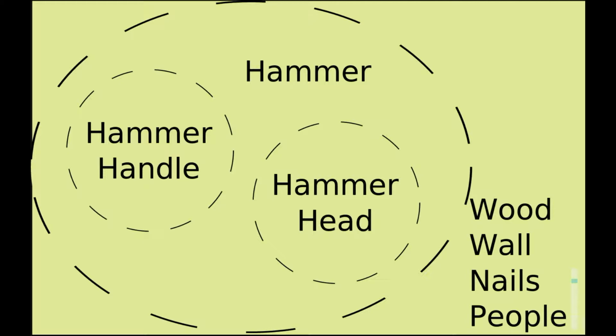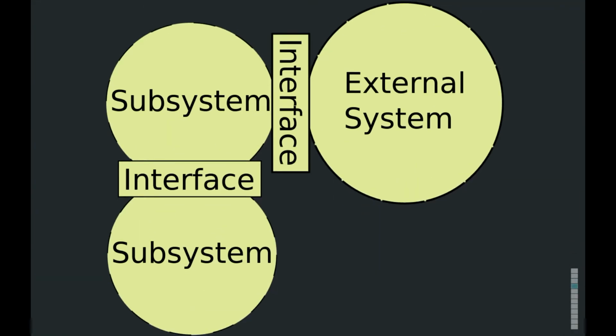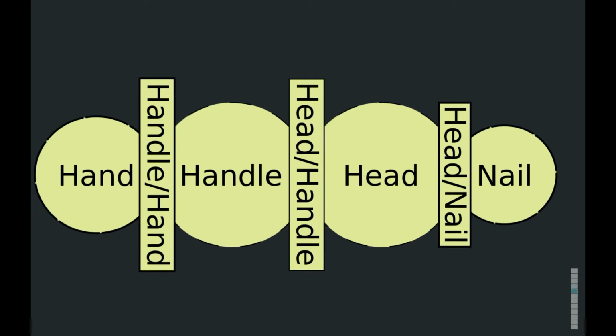Subsystems exchange data, energy, and materials with other things. Those other things can be external systems or internal subsystems. They can have external interfaces and internal interfaces. Handle and head and nail. The handle has an external interface to a hand. The head of a hammer has an external interface to a nail. What's in the middle? An internal interface between the handle and the head.